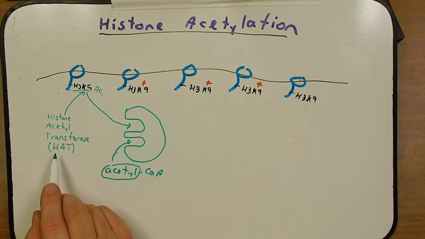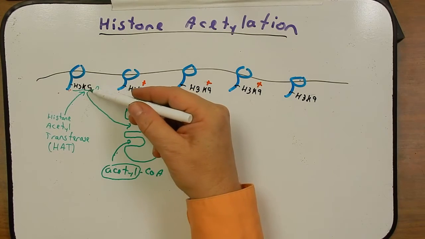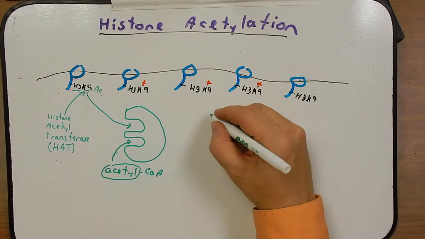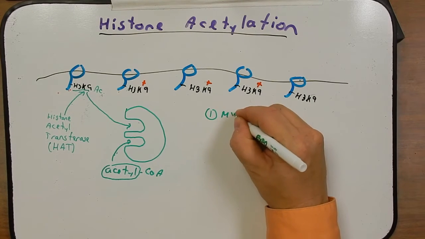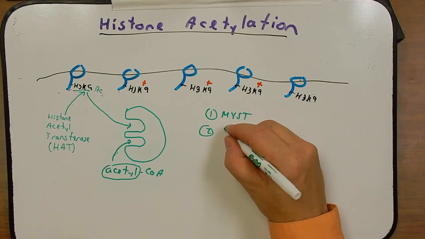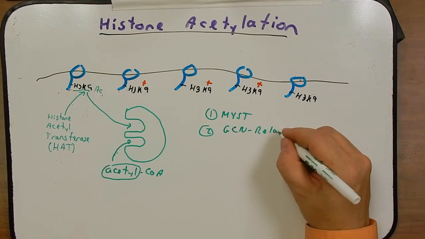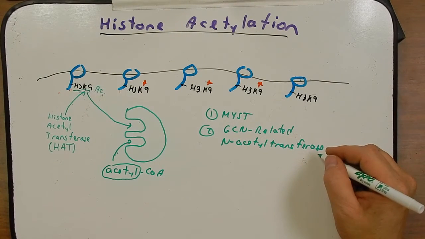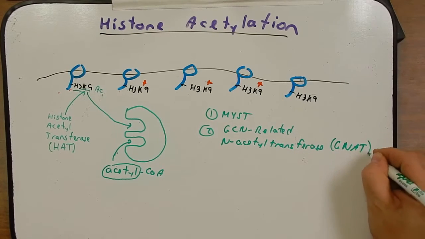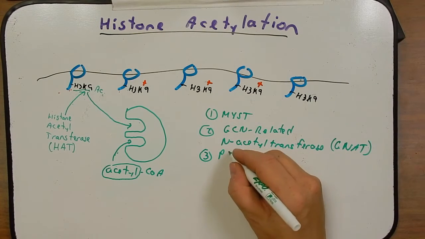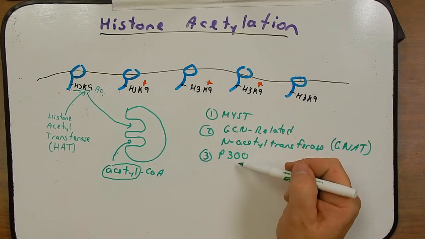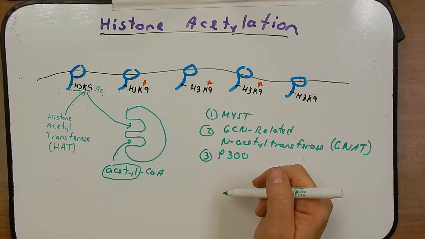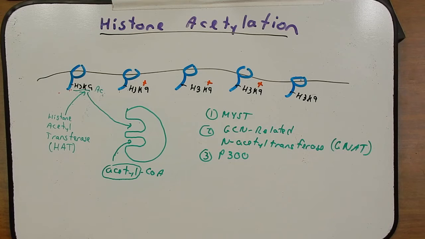But specifically with HATs, those acetyltransferases that acetylate lysines on the histones, there are three major families, and I want to mention them just real briefly here. The first is MYST. The next one is GCN5-related N-acetyltransferase, often just called GNAT. And finally, this last one, p300. And within each of these families, there are many members. They all have slightly different specificities, as I said before, and different targets expressed at different times, different kinds of affinities.